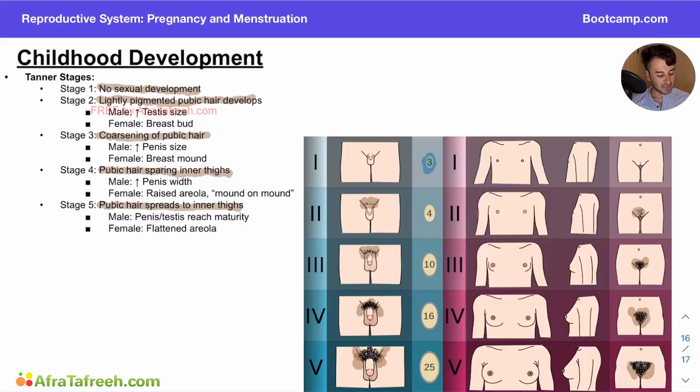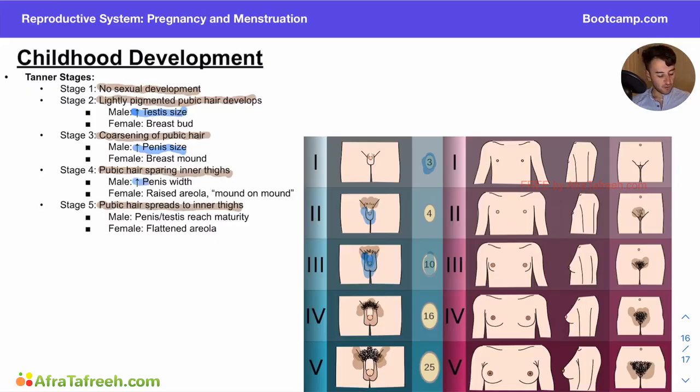In terms of stage 2, our testes size is going to be the first thing to increase. So our penis size will stay the same, but around stage 2 we start to get a little bit of an increase in testicular size. And then at stage 3 we're going to start to get an increase in penis size as well. The testes continue to grow, now around 10 milliliters, and our penis is growing as well.